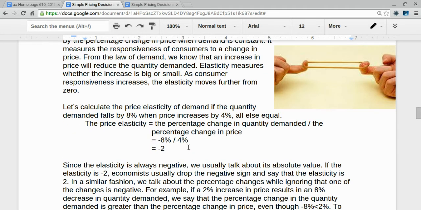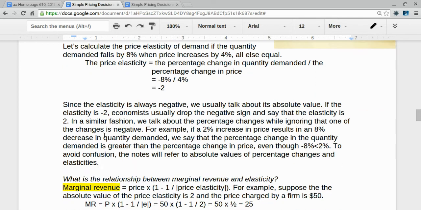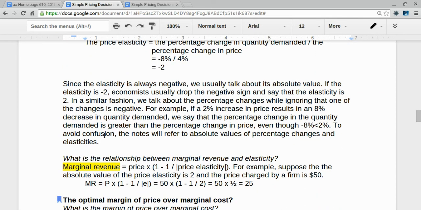Let's calculate the elasticity of demand if the quantity demanded falls by 8% when the price increases by 4%, all else equal. The price elasticity is the percentage change in quantity demanded divided by the percentage change in price. So we take minus 8% divided by 4% to get minus 2. Since the elasticity is always negative, we usually talk about its absolute value. If the elasticity is minus 2, economists usually drop the negative sign and say that the elasticity is 2.